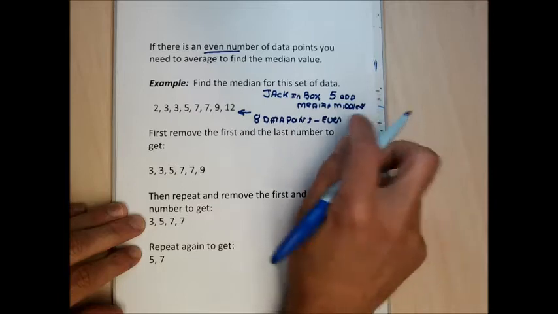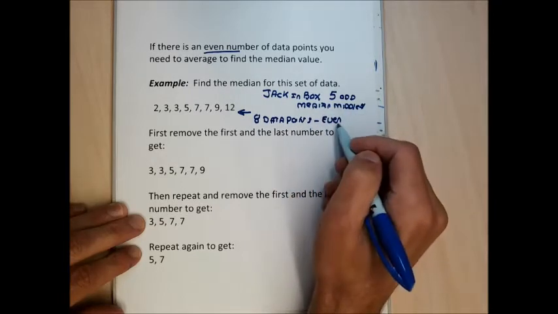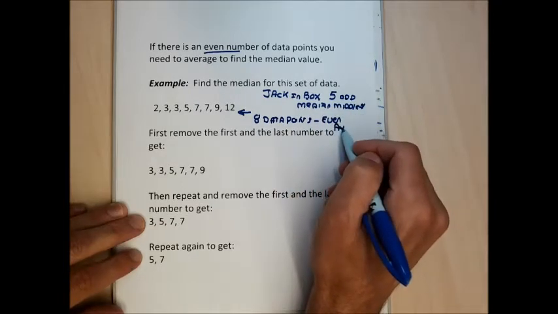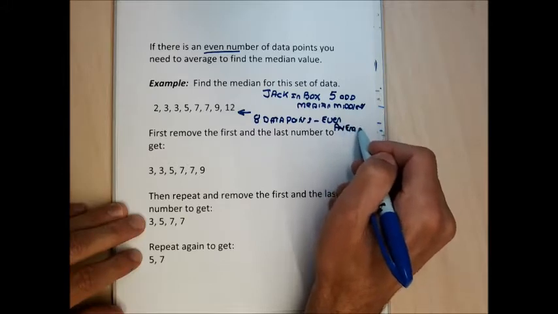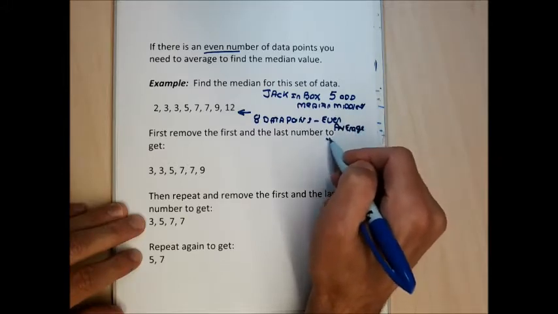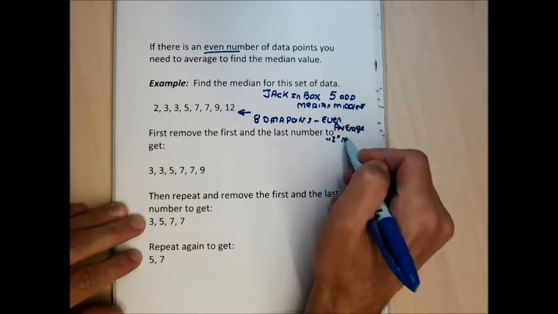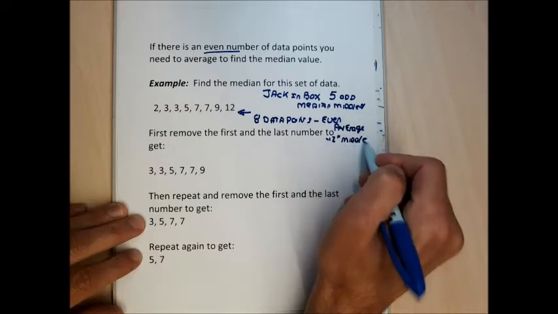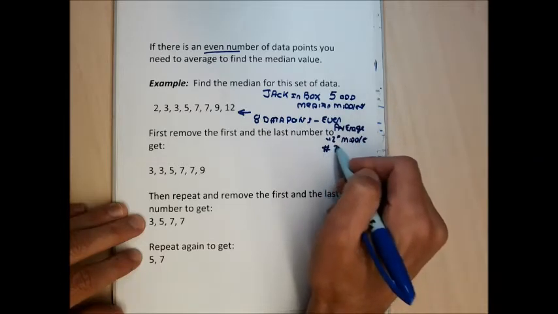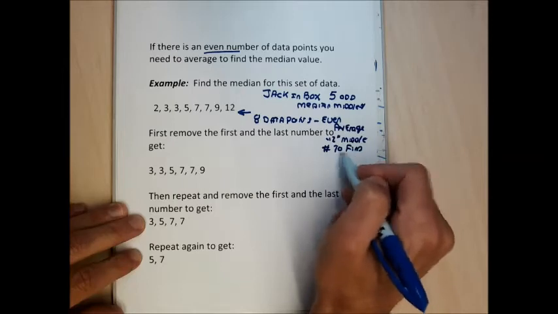There's going to be, in some sense, 2 middle numbers. I'm going to have to average the 2 middle numbers to find the median.